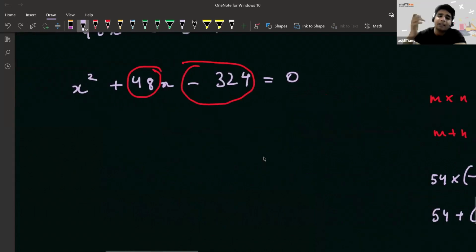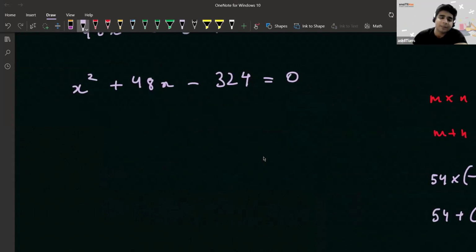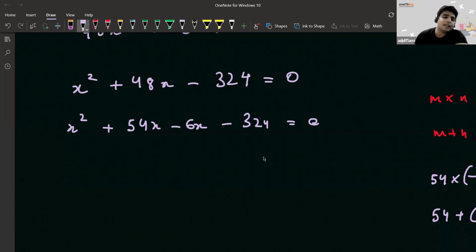Now I will do the same thing. That is, I will middle term split this. I'll split the middle term into two parts. So x square plus 54x, everyone, minus 6x minus 324 is equal to 0. Now, since the coefficient of the leading term is 1, I can write 324 as well. 54 into 6 does not matter, but it's better that we continue this way, everyone.